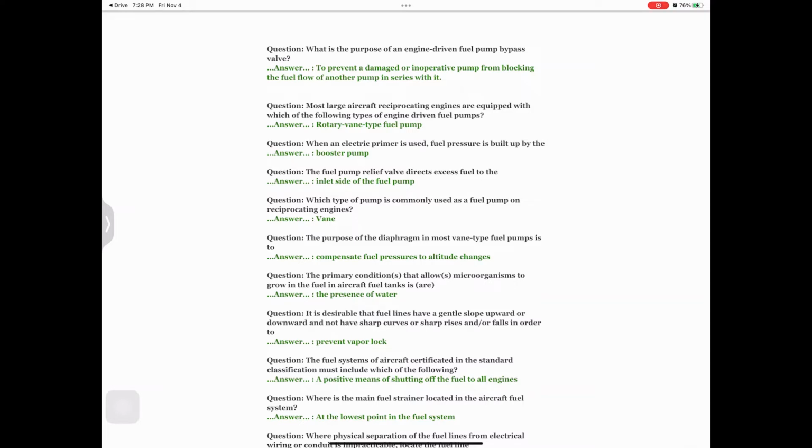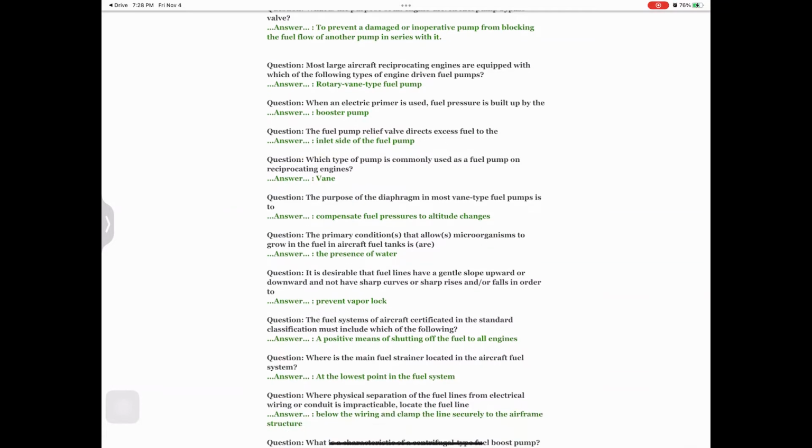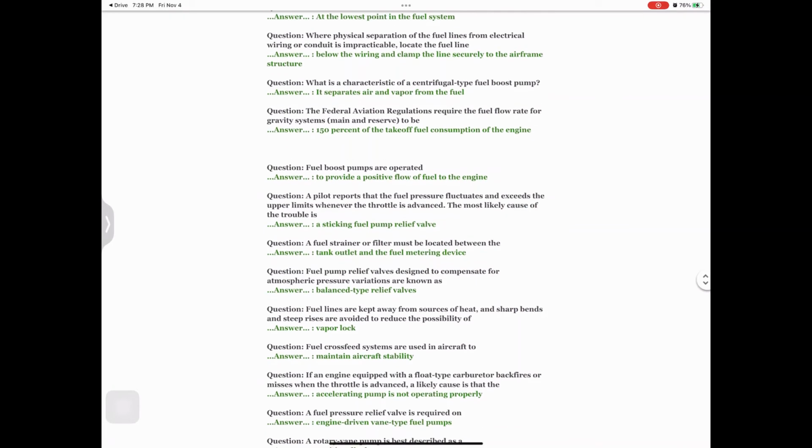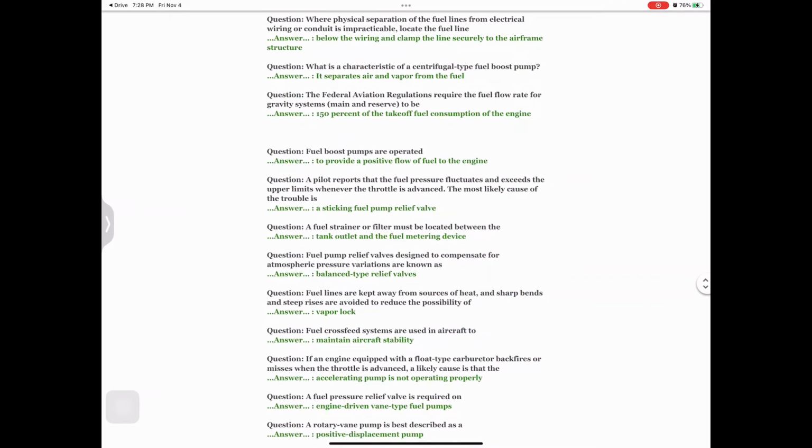Question. Where is the main fuel strainer located in the aircraft fuel system? Answer. At the lowest point in the fuel system. Question. Where physical separation of the fuel lines from electrical wiring or conduit is impracticable, locate the fuel line. Answer. Below the wiring and clamp the line securely to the airframe structure. Question. What is a characteristic of a centrifugal type fuel boost pump? Answer. It separates air and vapor from the fuel.